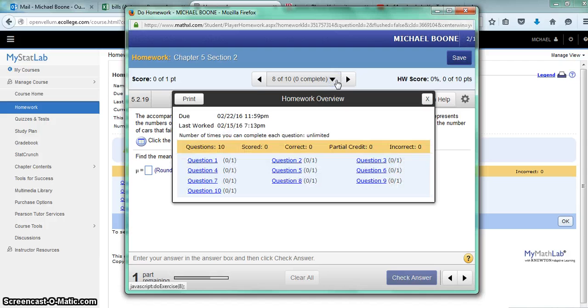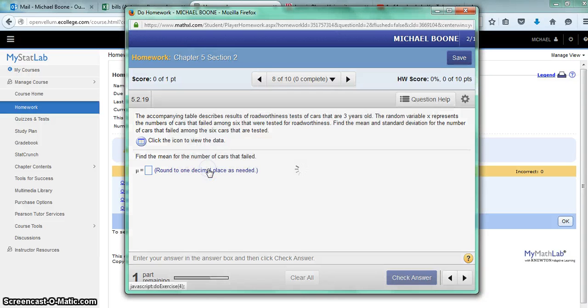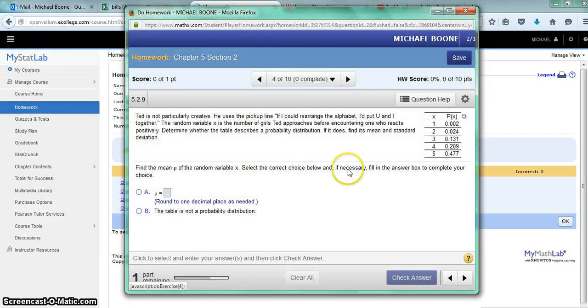Alright guys, in chapter 5 we have a few sections in it. Hopefully you've looked at the homework from section 1, which is just looking over the PowerPoint. Let's look at a couple problems from section 2. It talks about probability distributions. So these are the different events that can happen: 1, 2, 3, 4, 5.